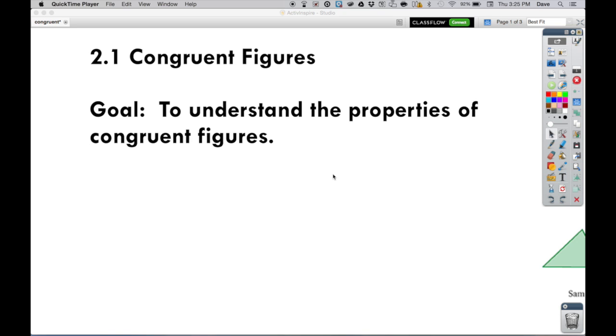This is video 2.1, Congruent Figures. So our goal is to take what we discussed in class and condense it down into our notes so that we understand the properties of congruent figures.